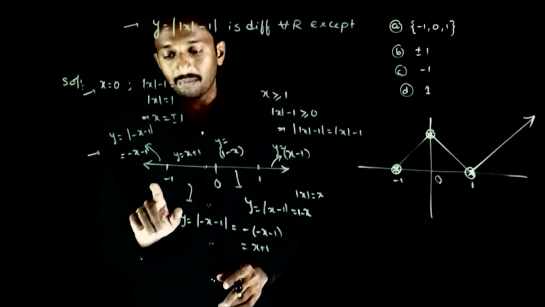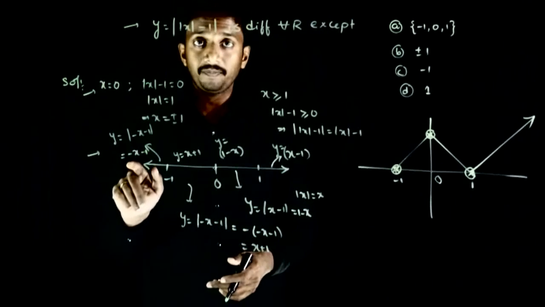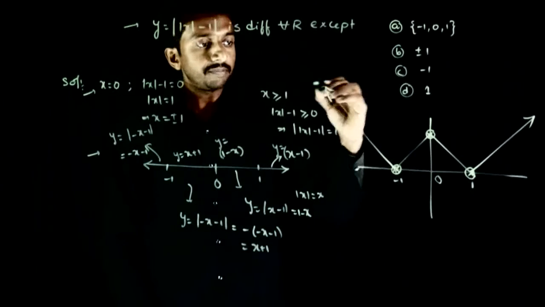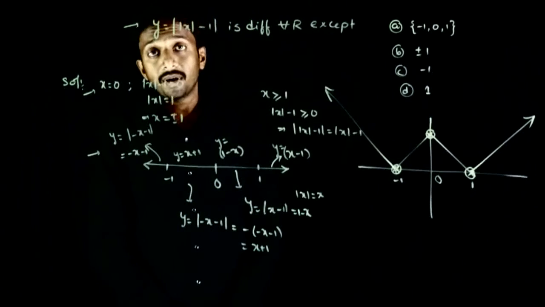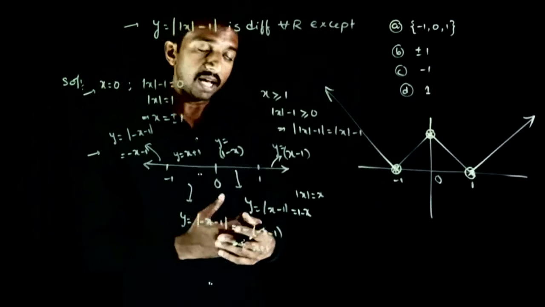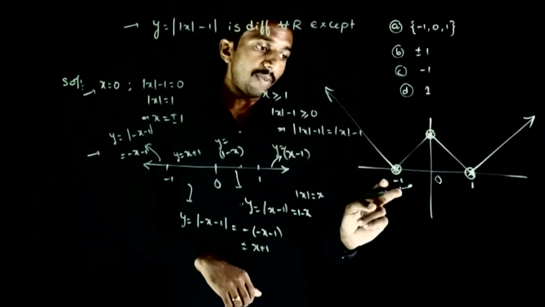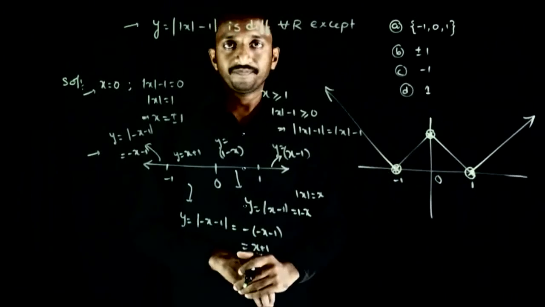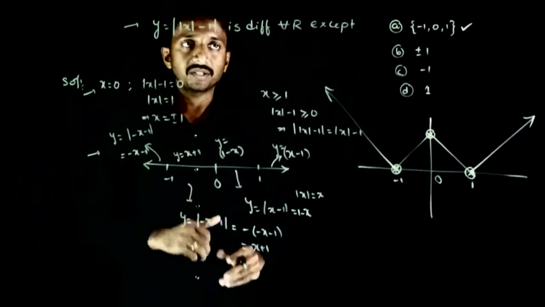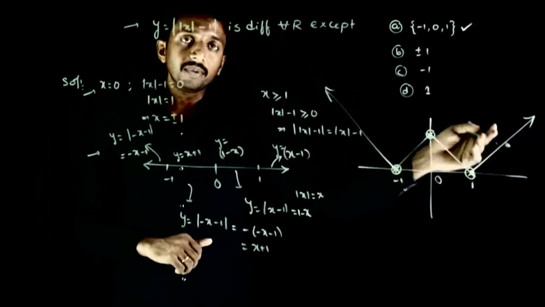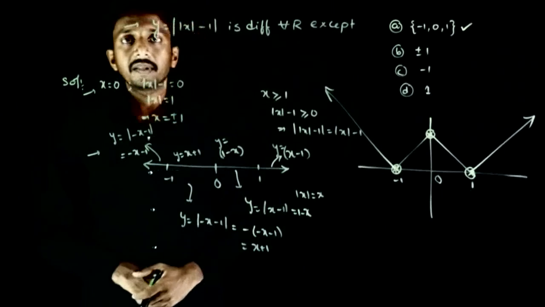एंड व्हेन x इज लेस देन -1, -x -1 स्ट्रेट लाइन विथ अ स्लोप ऑफ -1. ठीक है, सो ग्राफ ऐसा होगा. सो दिस इज द ग्राफ ऑफ माई y इज इक्वल टू मॉडुलस ऑफ mod x -1. सो कहाँ डिफरेंशिएबल नहीं है, जहां जहां शार्प एडजेस आएगा वहां डिफरेंशिएबल नहीं है. सो -1 पे, 0 पे एंड 1 पे. So my y is equal to mod of mod x -1 is differentiable for all real numbers except these 3 values. So option A is the right answer. Thank you.